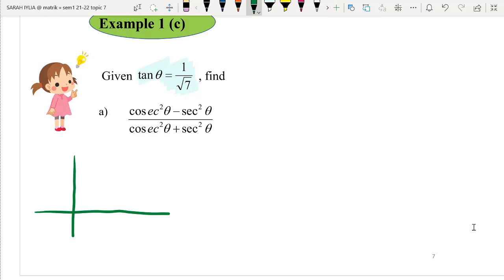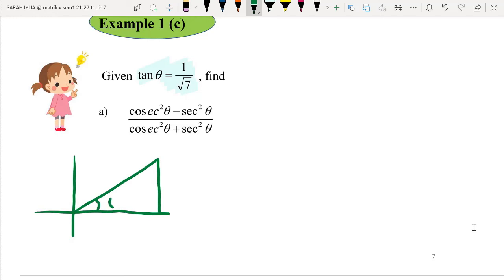Sine, cos ataupun tangent confirm positif kat dalam first quadrant. So kita biasanya akan lukis the right angle triangle on the first quadrant. Jangan menyusahkan diri pilih quadrant lain. Kalau ada negatif ke, then yes, kita akan adjust benda tu ikut quadrant tertentu. Okay, so saya lukis dah.